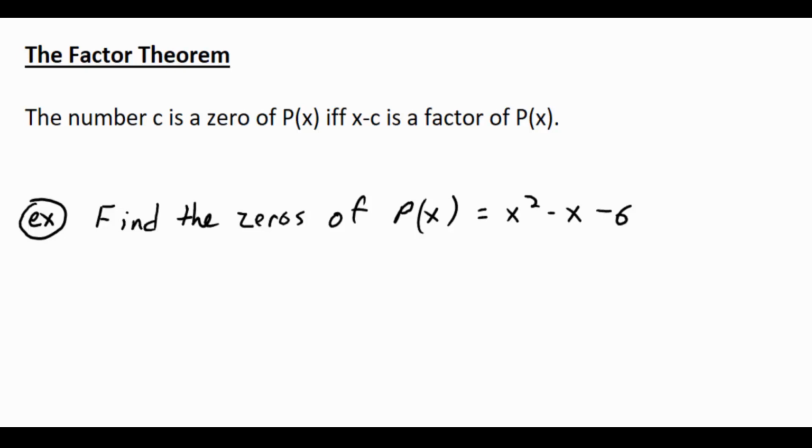So here's the other big theorem. We just talked about the remainder theorem. Here's the other one, the factor theorem. The number c is a 0 of p of x if and only if x minus c is a factor of p of x. That sounds confusing, so let's do an example. Let's find the zeros of p of x equals x squared minus x minus 6. So in other words, I want to find the numbers I can plug in to make this polynomial equal to 0. So what could I do?